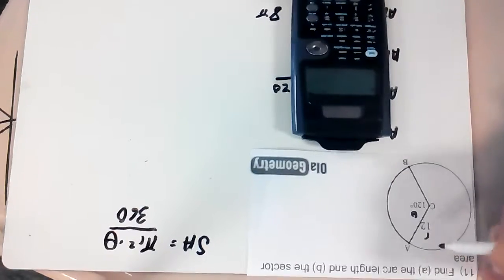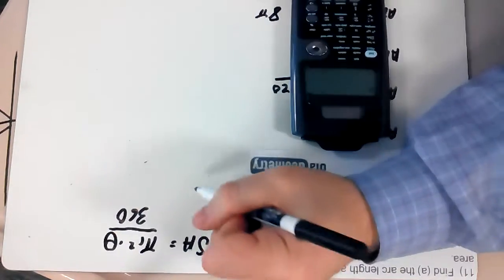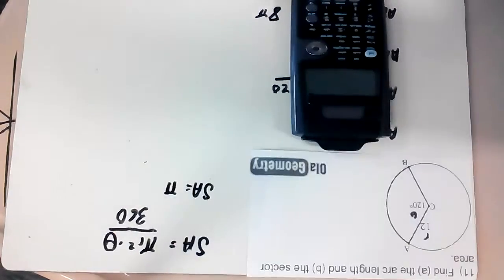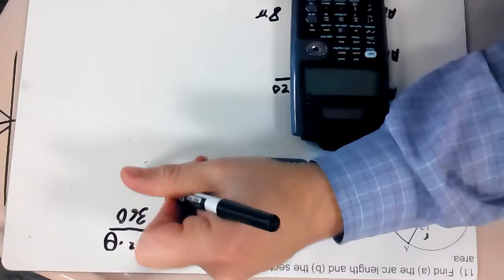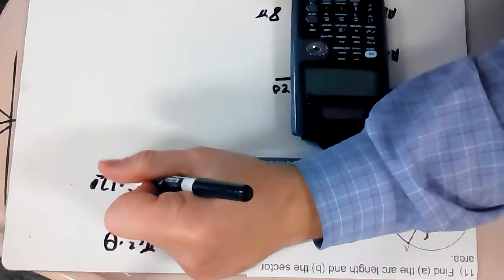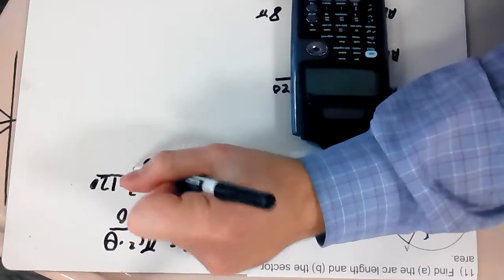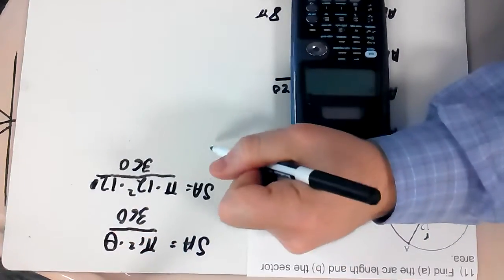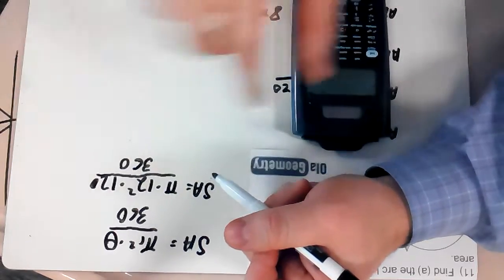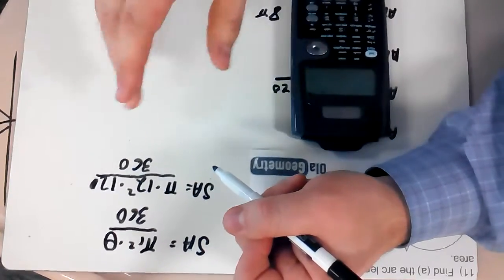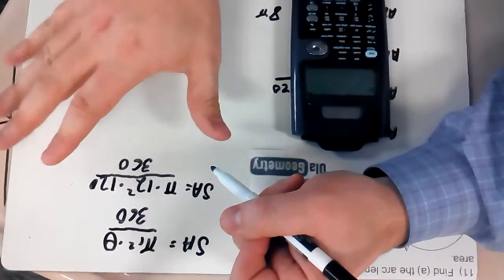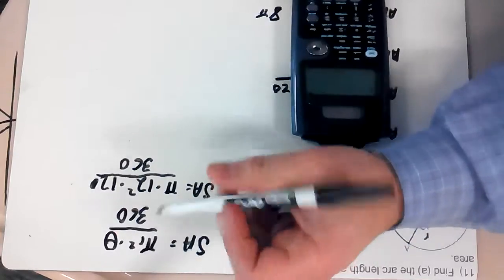Okay, this again is theta, and that's the radius. That stuff has not changed. So the sector area equals pi times 12 squared times 120 over 360. And again, just like last time, you could plug this all into your calculator, one of these fancy calculators, all at once using the fraction button. But I'm going to break it down for you piece by piece.